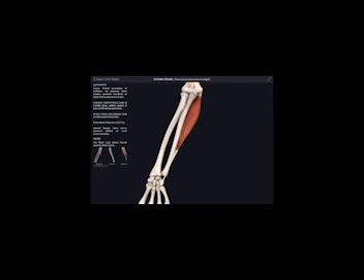Let's isolate and take a look at it. It doesn't really show on this structure, but it inserts not just on the hamate, but also on the pisiform. The hook of hamate part is not showing here, nor is the base of the 5th.